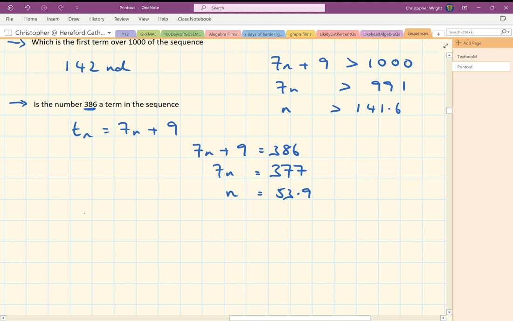So the answer to the question is no. 386 is not a term in the sequence. It's not the 53rd term, and it's not the 54th term. It's somewhere in between, so it is not a term of the sequence.